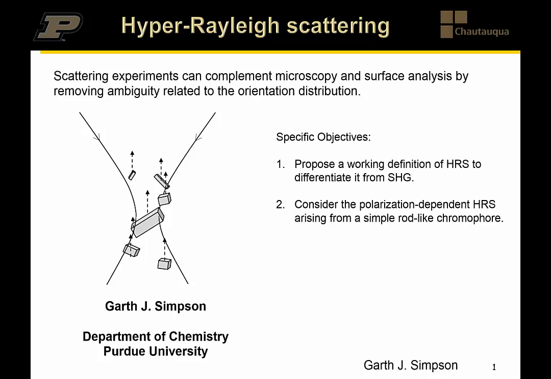How do we consider that in terms of the molecular properties, in terms of the macromolecular properties, in terms of the observables? That's the objective. We're going to do it in two parts. We're first going to consider just what is a working definition of Hyper-Rayleigh scattering, and how do we discriminate between that and second harmonic generation operationally? And then can we work through a simple example for something that is rod-like, where things are relatively easy to understand in this model system.